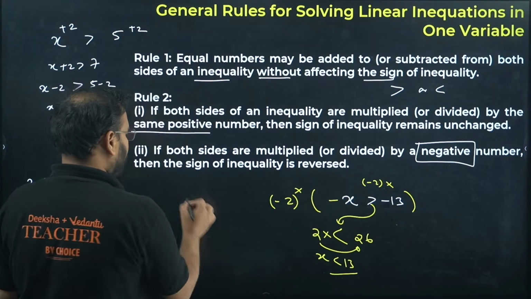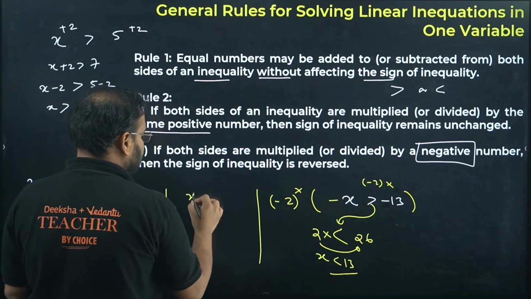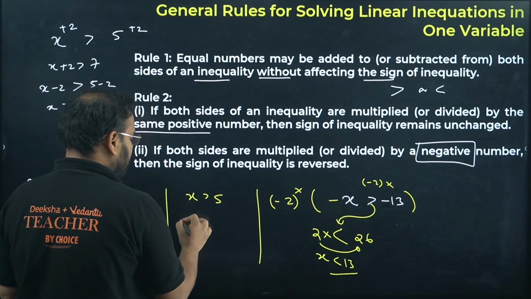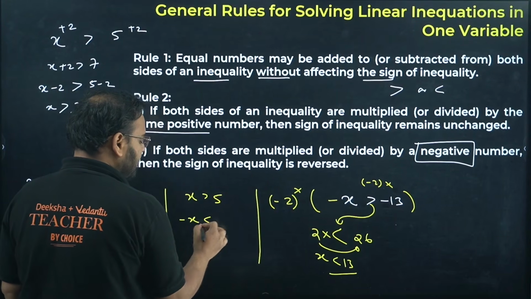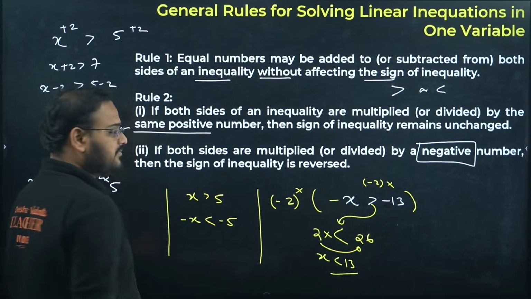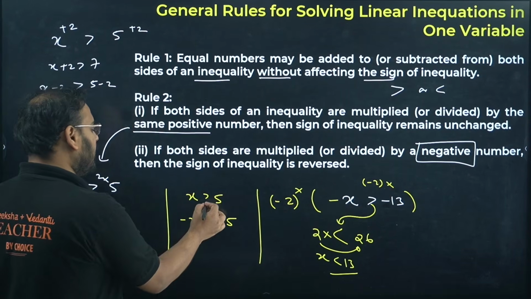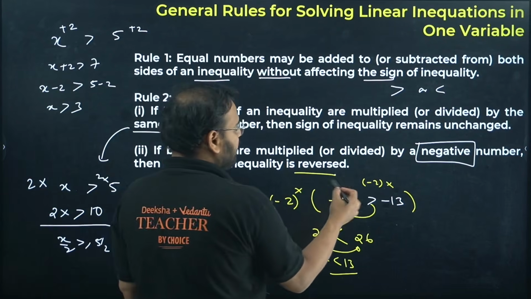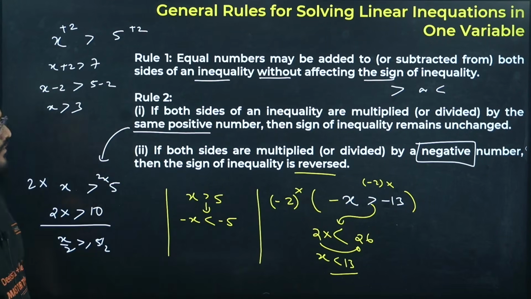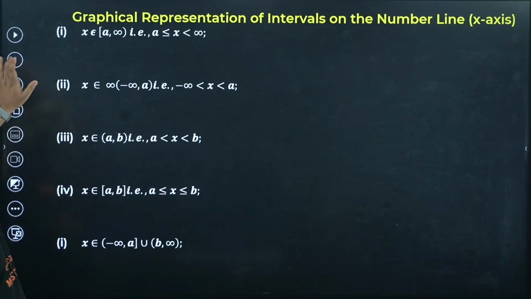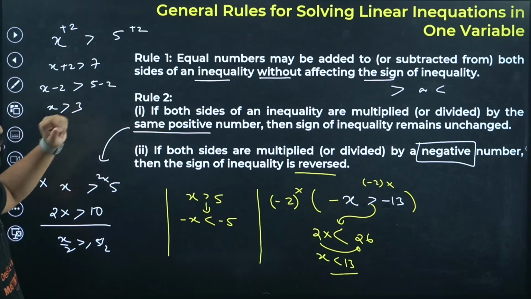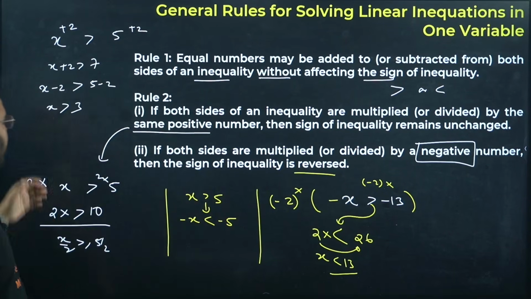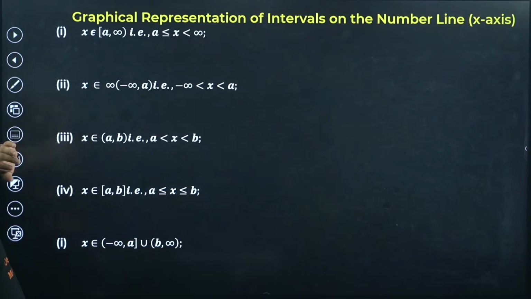One more example, x is more than 5, and if you want to multiply minus 1 on both sides, you get minus x, and it becomes less than minus 5. So if you multiply with the minus sign, the inequality reverses. You can divide also, the same result is going to be there. These are the rules for solving linear inequalities. We can use one of these in the solving approach.